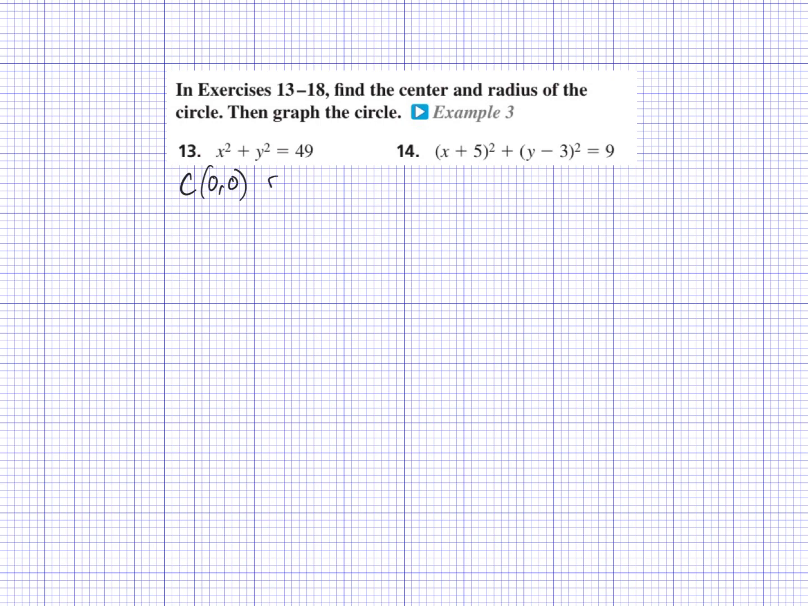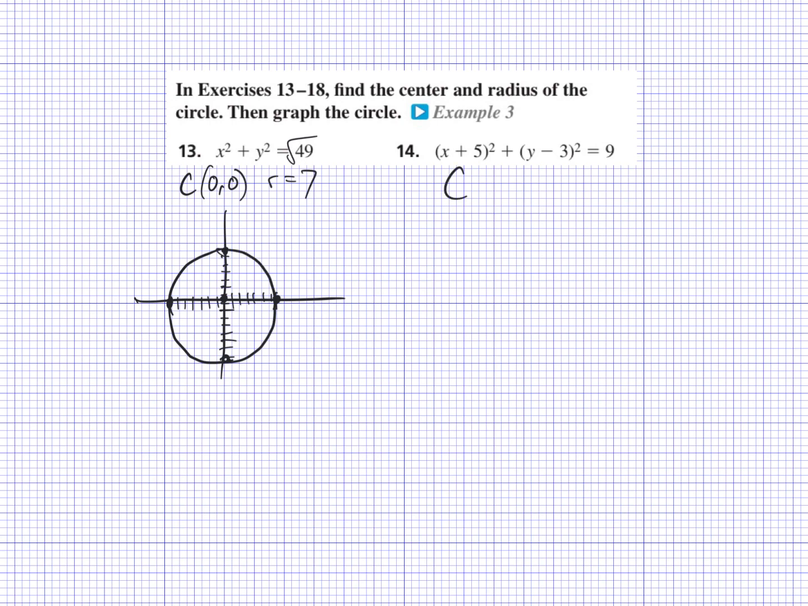And the radius squared is 49, so the radius must be the square root of that, which is 7. So it wants you to draw it. Pretty simple. Center's at 0, 0, our radius is 7. Count 1, 2, 3, 4, 5, 6, 7 in every direction, and then it makes it easier to make a decent looking circle.